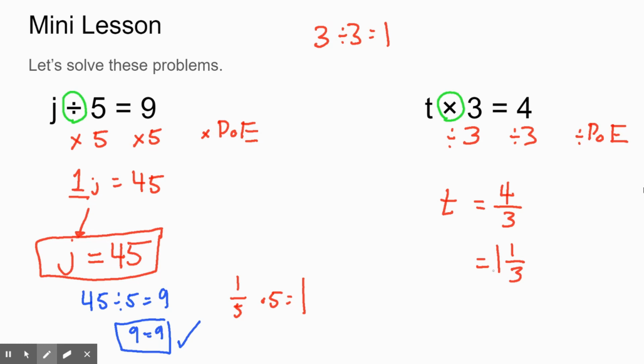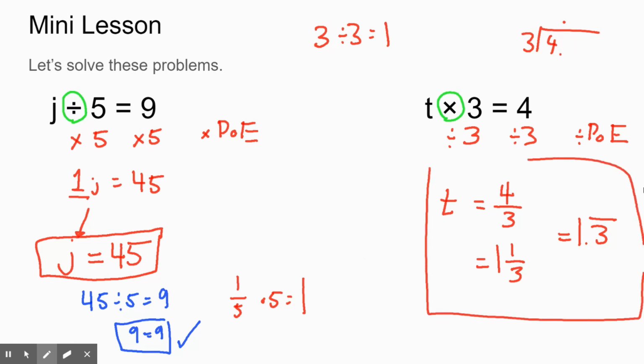We could also write this as a decimal, in which case we would actually have to do 4 divided by 3 and see what we get. Just to save some time, we'd get 1.3, and that 3 would be repeating forever and ever and ever. So any of these 3 answers would be fine. It just depends on how you prefer to write it. Depending on what kind of problem you're working on, one version might be better than the other. You just have to think about the context.